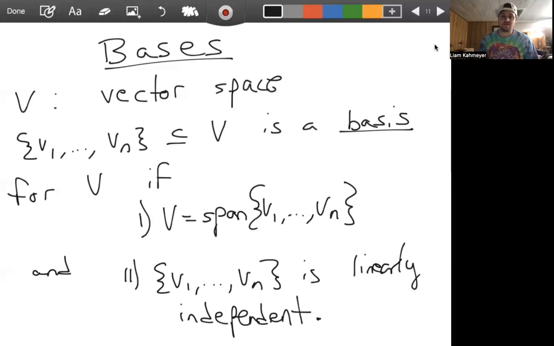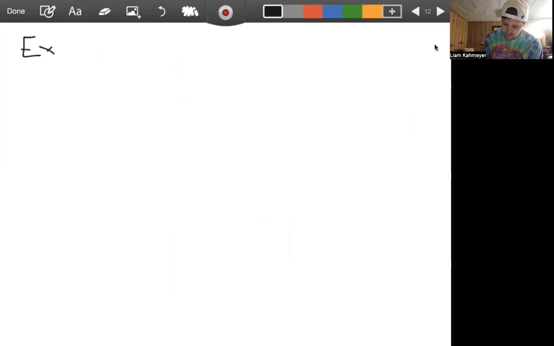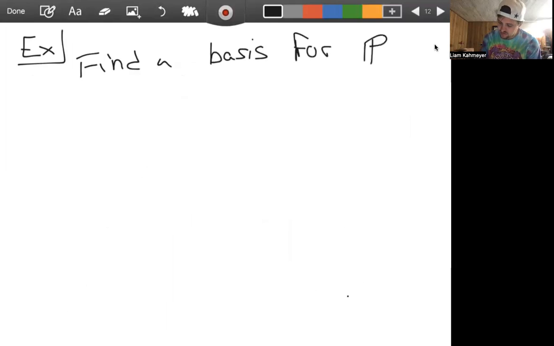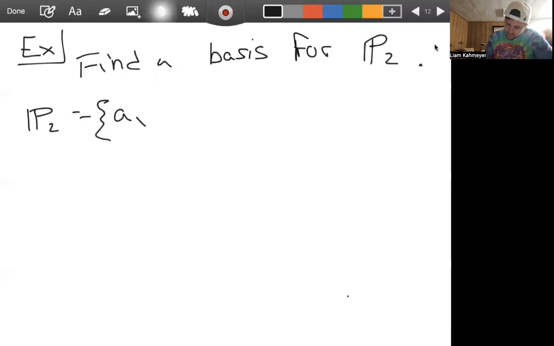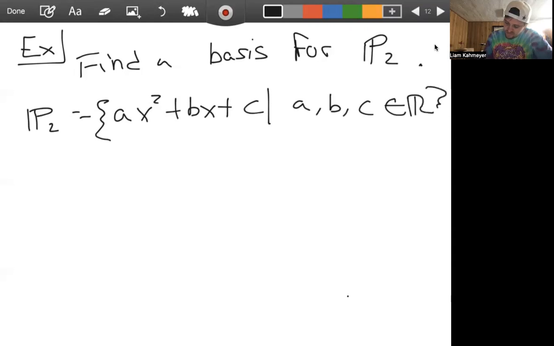So this notion is the same. If you can find a linearly independent spanning set for your vector space, then you've also found a basis. Let's look at an example. Let's find a basis for P2. Well, how do we write P2? What is P2 composed of? It's composed of elements like AX squared plus BX plus C, such that A, B, and C are elements of the reals.